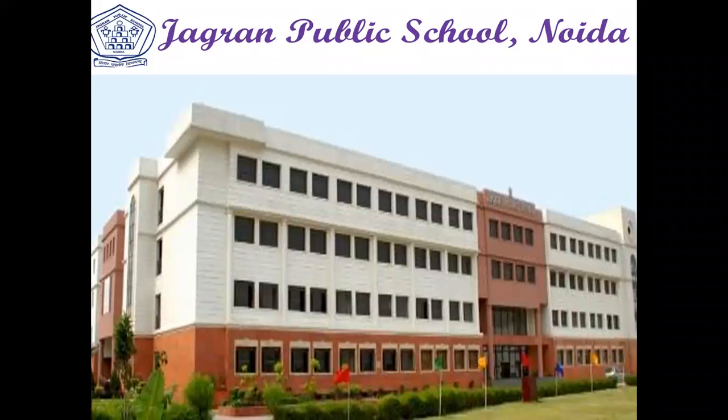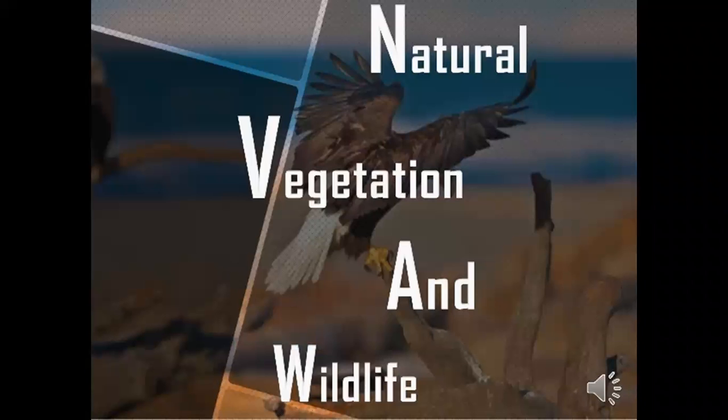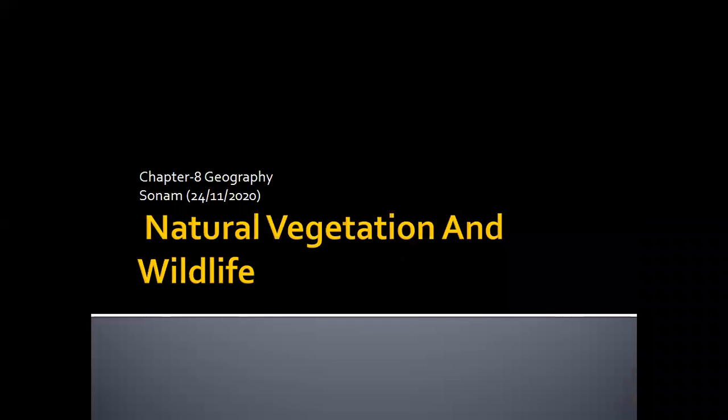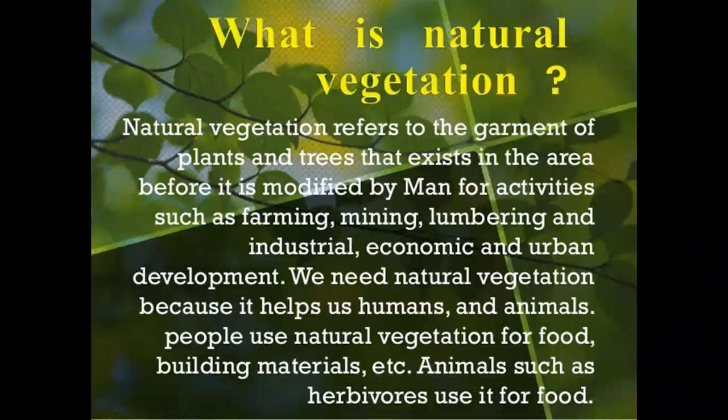Hello everyone. Today we are going to learn about natural vegetation and wildlife. This is chapter number 8 in geography. Now, in this chapter, first of all, what is natural vegetation? Ultimately, different forms of wildlife and vegetation are found in different parts of the world.